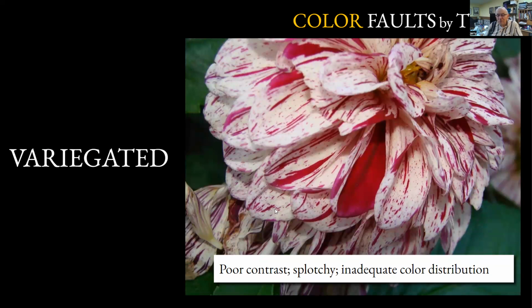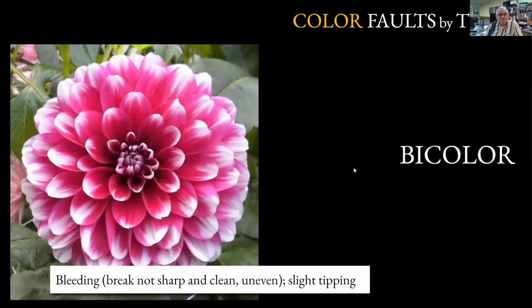Variegated. Well, we've talked about this before. Bicolors. Well, you can see these tips are white. You would consider this to be a bicolor, but notice it's bleeding into the darker color here. It's not a sharp cut going across like that Skipley Spot was. Not good.